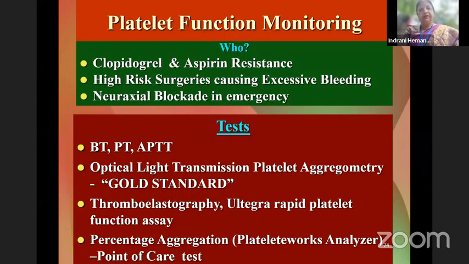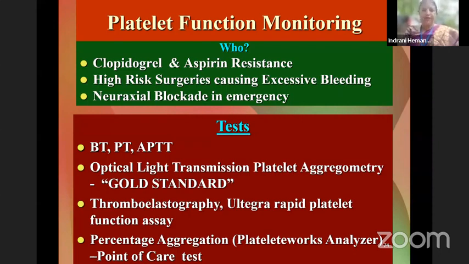Well, those who have clopidogrel and aspirin resistance, you have to do platelet function monitoring. Or if the patient has come for high-risk surgeries with excessive bleeding, or neuraxial blockade is to be done in an emergency, you have to do platelet function monitoring. PT, APTT has to be done. Optical light transmission platelet aggregometry is the gold standard to know the platelet aggregation.